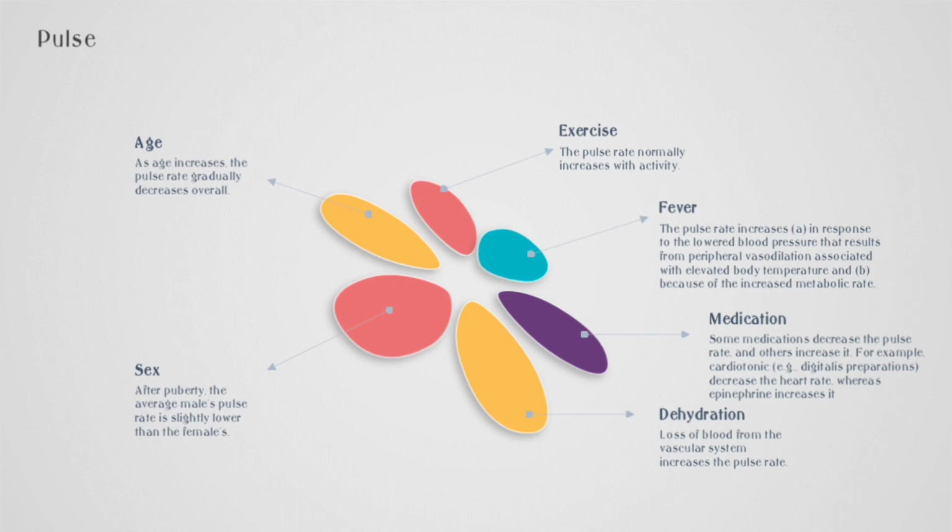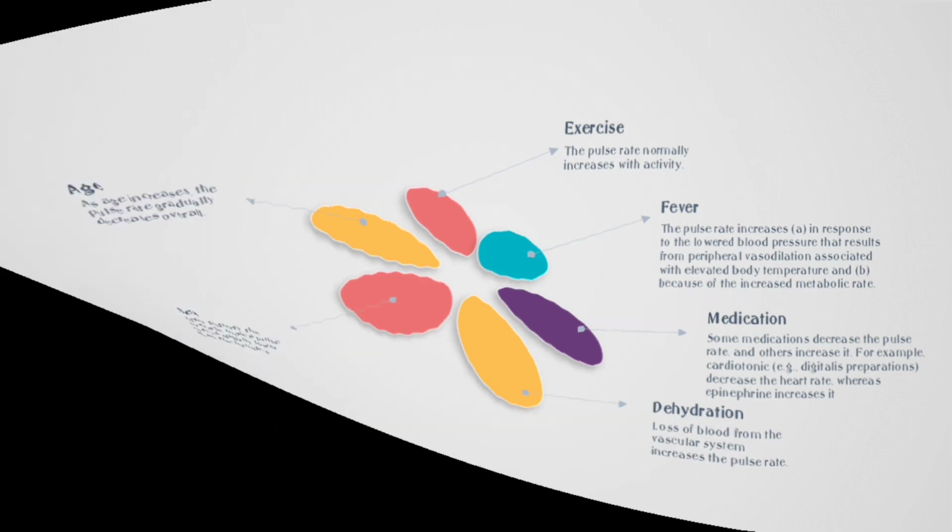Hypovolemia or dehydration. Loss of fluid from the vascular system increases the pulse rate. To compensate for the hypovolemia or dehydration, the heart rate increases to increase the blood pressure. As a result, the pulse rate increases.